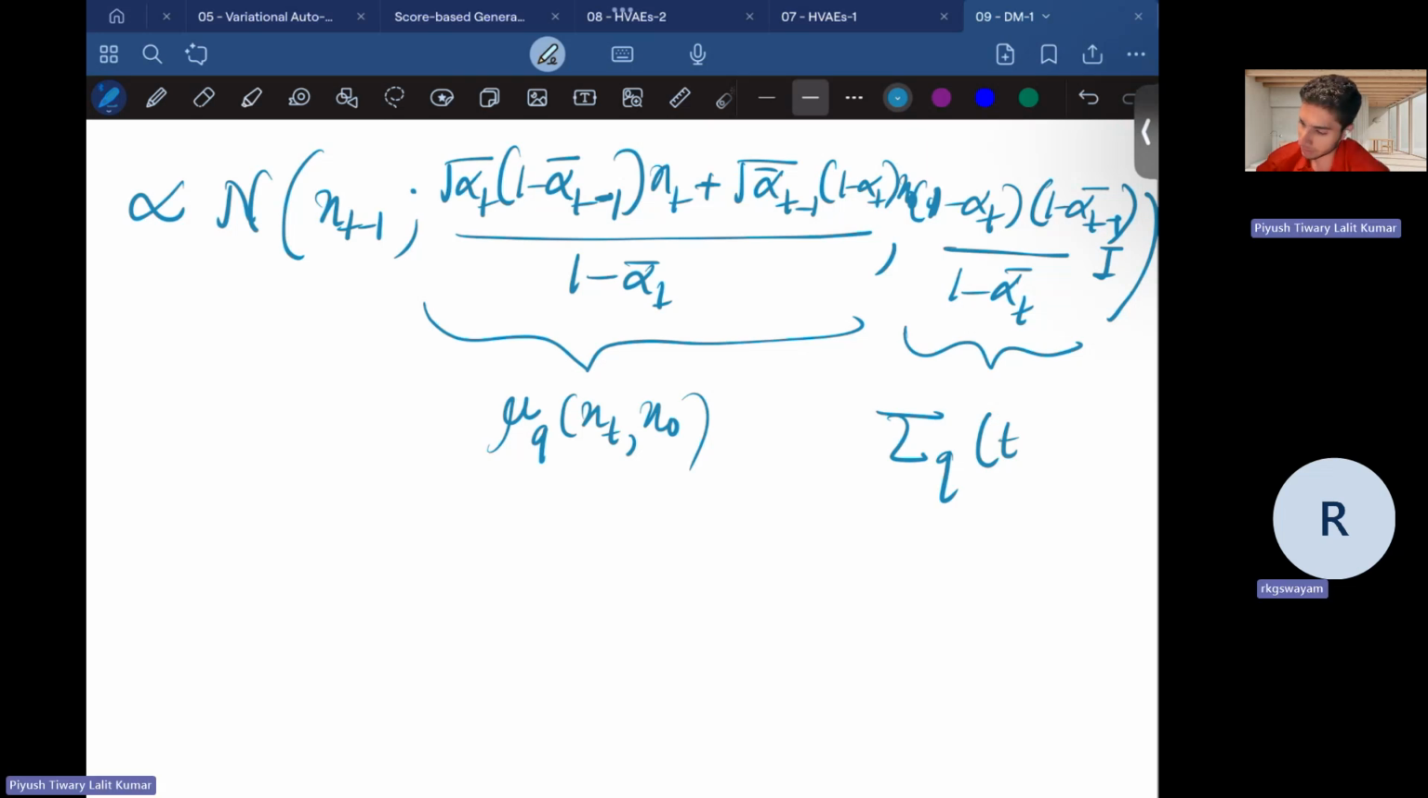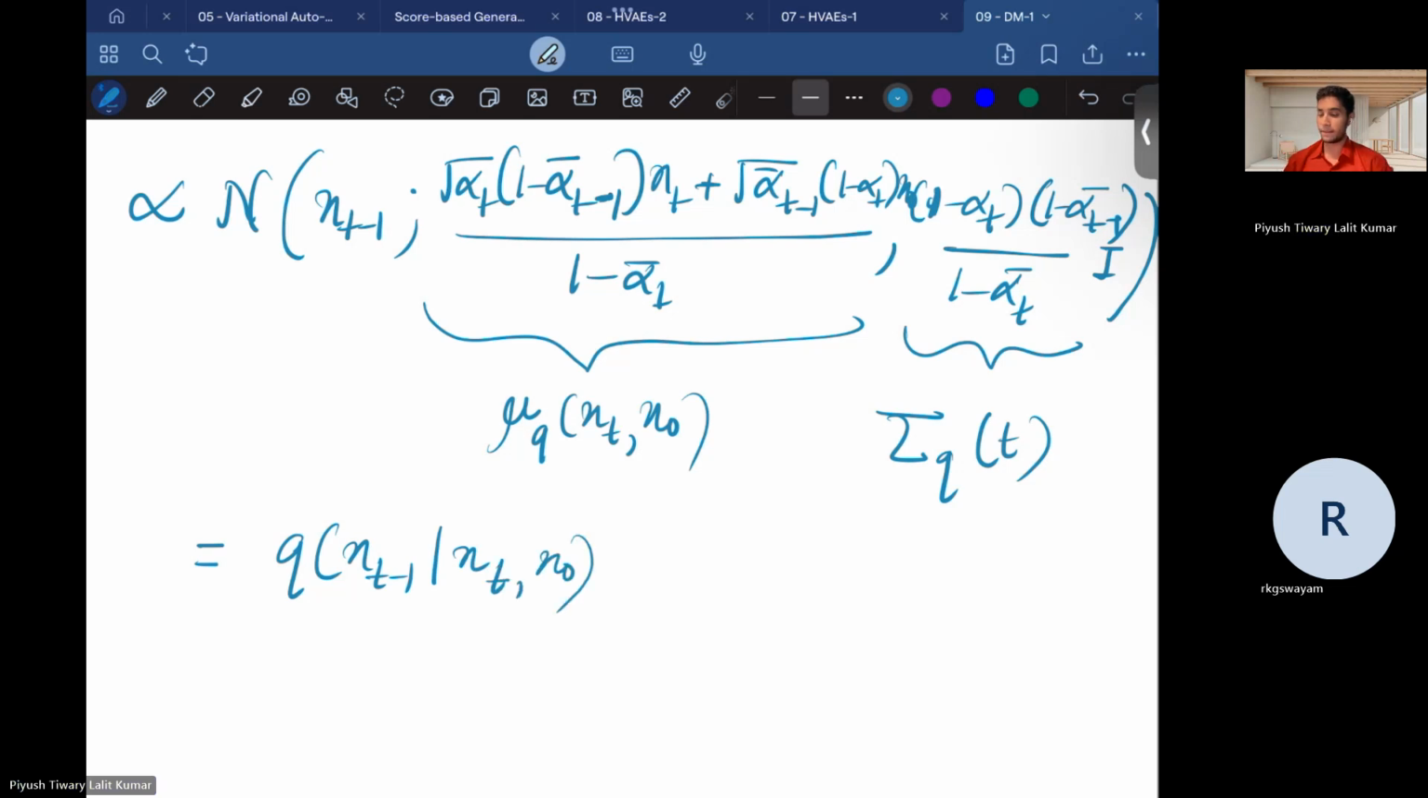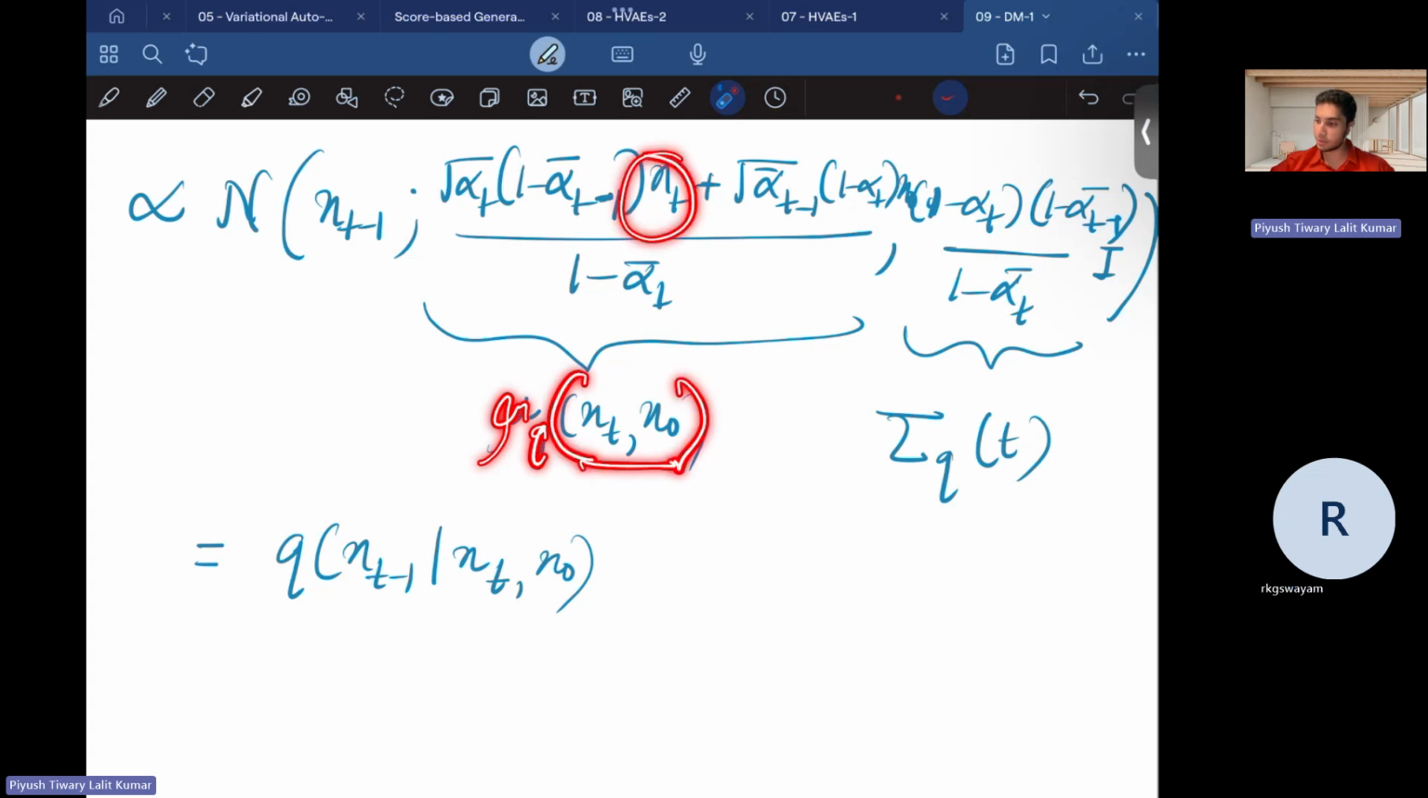I have a query. What is the purpose of writing this xt and x0 together along with this mu? This is q of xt minus 1 given xt comma x naught. So this mu q is a function of xt and x naught, because xt is involved and x naught is involved. This whole thing is a function of xt and x naught.